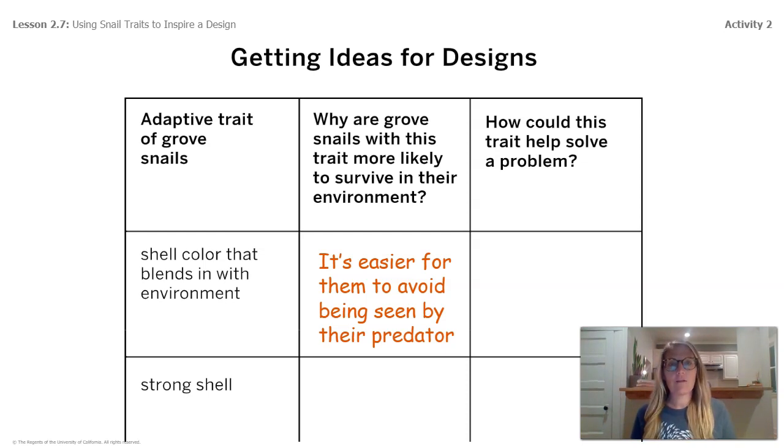Then in the middle column, it says, why are grove snails with this trait more likely to survive in their environment? So a grove snail with their shell color that blends in is more likely because of what I have written right there in orange. It's easier for them to avoid being seen by a predator.